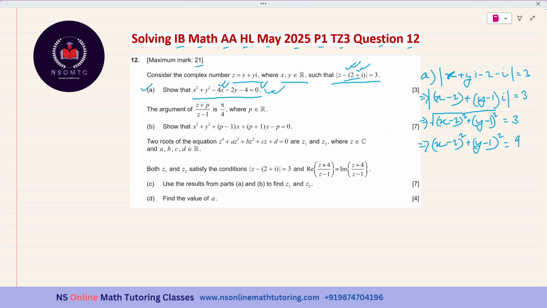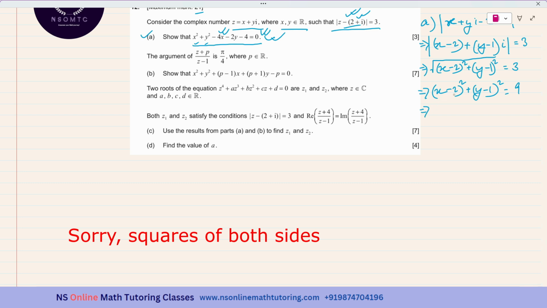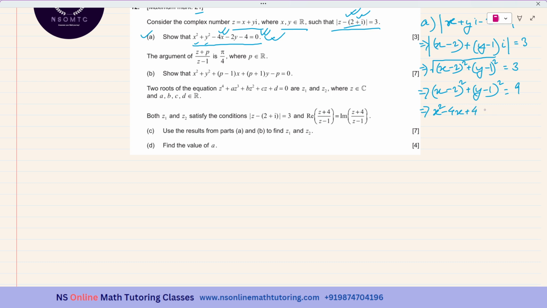Because there is no square root in this equation and also there are x squared and y squared. Okay. And now I will be expanding. I am using the identity a minus b whole squared. In case you are confused, you can multiply x minus 2 with x minus 2 term by term. So, x squared minus 4x plus 4 and plus y squared minus 2y plus 1 is equal to 9.